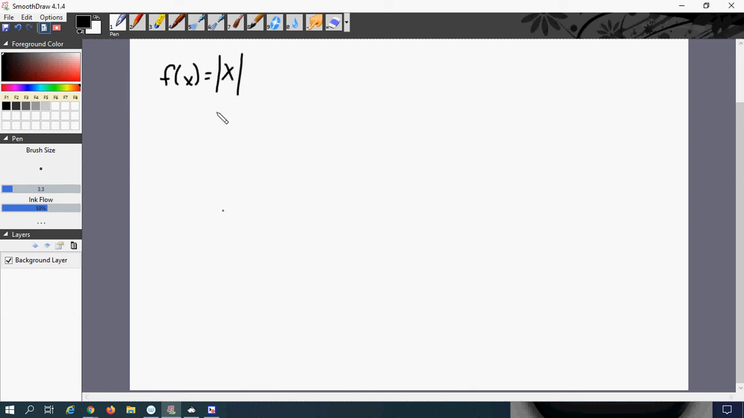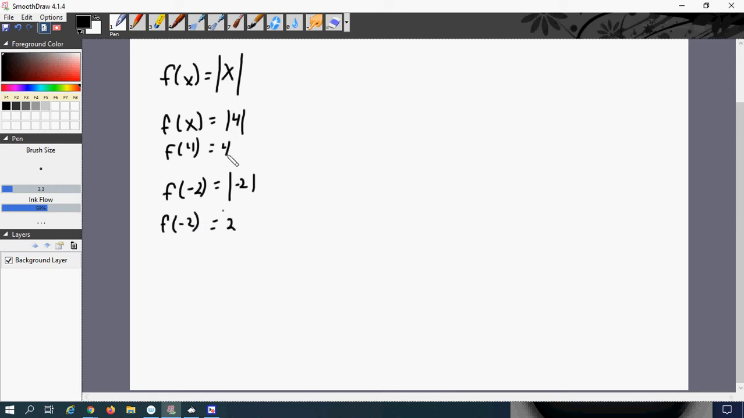It says that for every value you put in here, when you finally take the number out of the absolute value, that number becomes positive. So for example, if I said f of x equals the absolute value of 4, then my answer would be 4. So f of 4 is 4. If I did f of negative 2, that would be the absolute value of negative 2, which in the final result would be positive 2. So my answer would be f of negative 2 is 2.